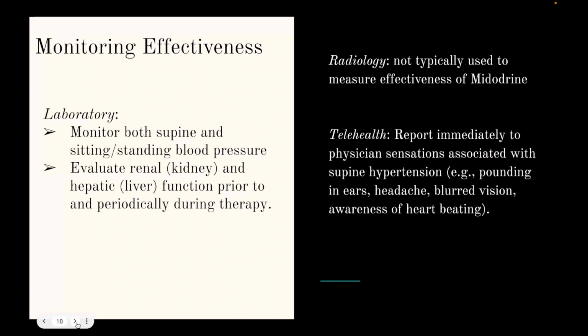Other lab tests include your renal and hepatic functions prior to starting Midodrine and throughout your Midodrine therapy. You don't normally use radiology to measure effectiveness of Midodrine. Some telehealth things that patients can do is just reporting to their physician any extreme side effects, especially associated with supine hypertension, which would be things like pounding in your ears, headaches, blurred vision, and the sensation or awareness of your heart beating.